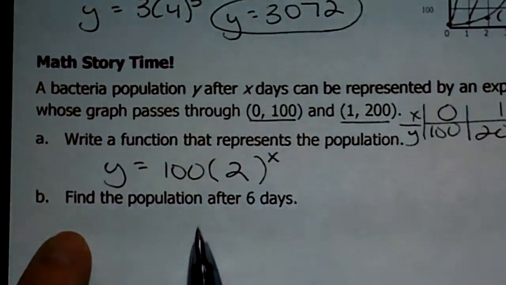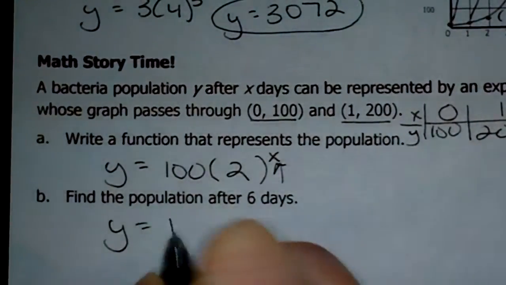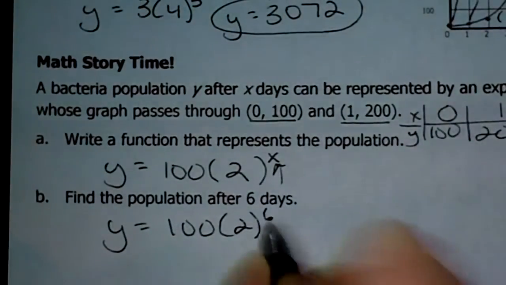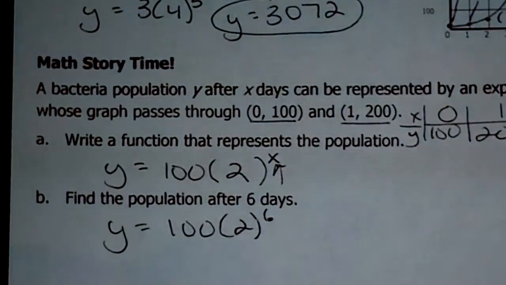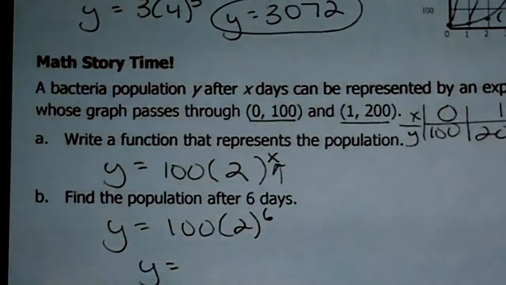Letter B says find the population after 6 days. I'm asking you to plug in days for the variable that represents days. So y equals 100 times 2 to the 6th power. So how many bacteria will there be? Type in 100 times the quantity of 2 to the 6th power. Yeah, it's pretty gross.